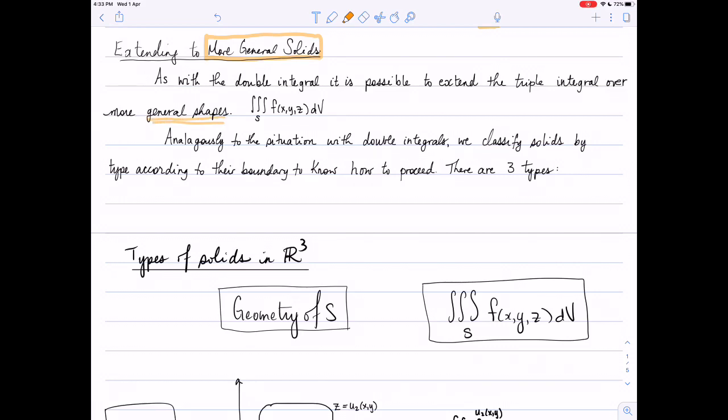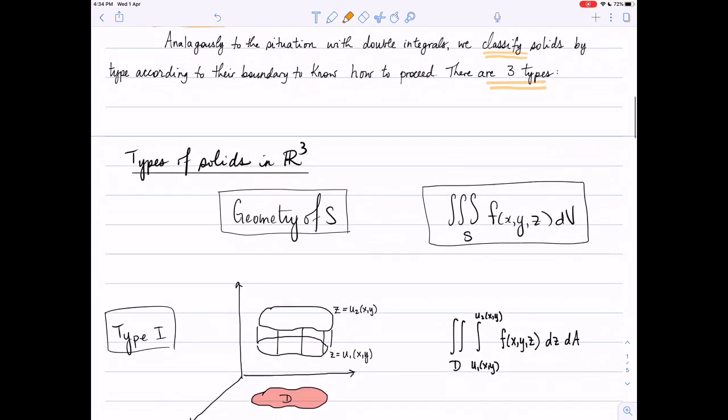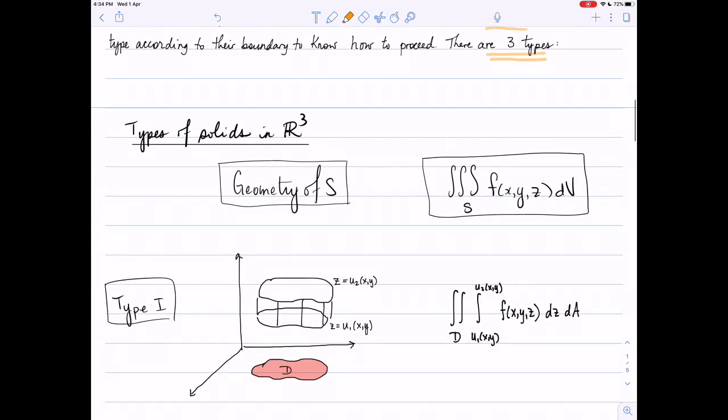What we have to do is classify, like we did with our regions. We're going to classify these solids by type, according to their boundaries, to know how to proceed. In planar regions, there were two types. In general solids, there are typically three types of solids, and the integral is set up slightly differently depending on each of those types. So what are the types of solids in R3?